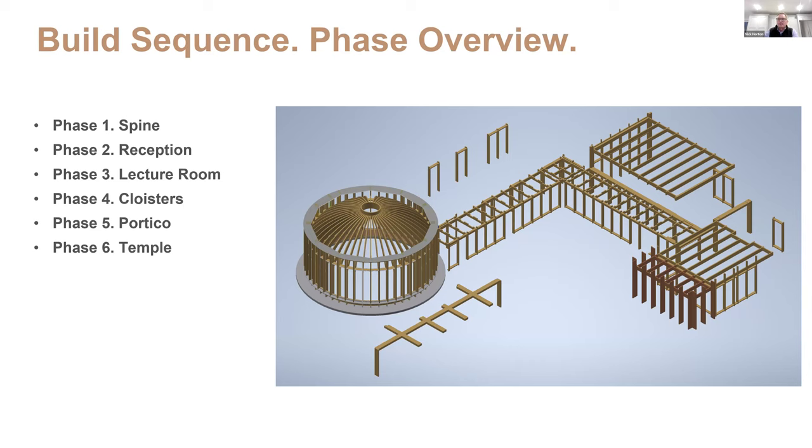realized very quickly that, let me just use this slide to identify what I'm talking about very roughly, about the phases. So phase one is this spine that comes down the middle of the building like a T shape. And phase two, we then built the reception area. Number three, we built the multi-use room, the lecture room, yoga room that was referred to earlier, at the back. Number four was the cloistered walkway. Number five was, I refer to it as the portico. It's the open area in front of the reception area.